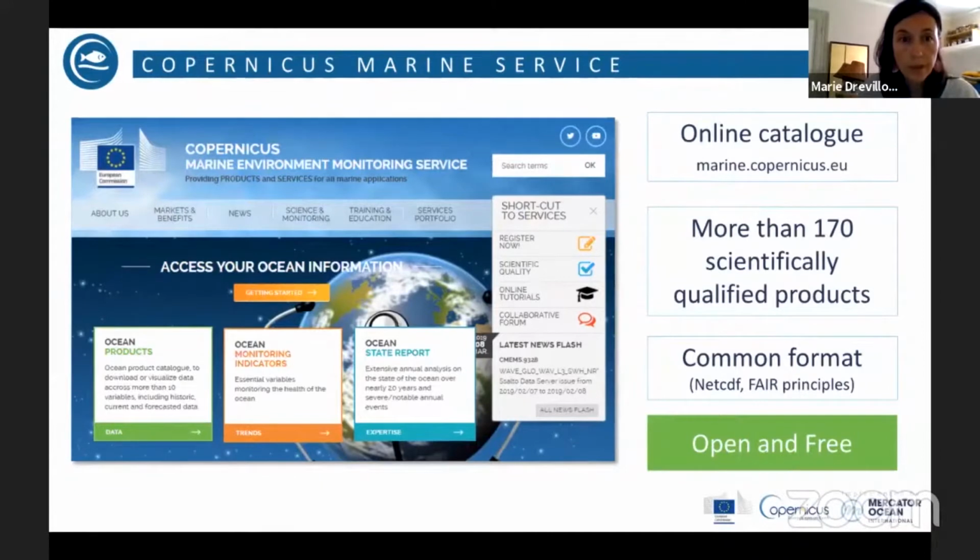So the Copernicus Marine Service has an online catalog, and it has more than 170 different products, and all scientifically qualified. We use the NetCDF format, and we follow FAIR principle as much as possible. It is open and free. And in addition to ocean data products, numerical products, we also develop added value information such as ocean monitoring indicators and also an ocean state report, which is updated each year.